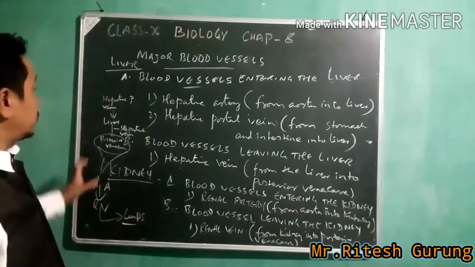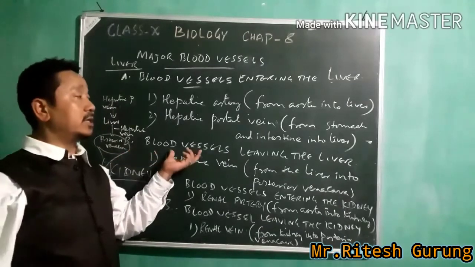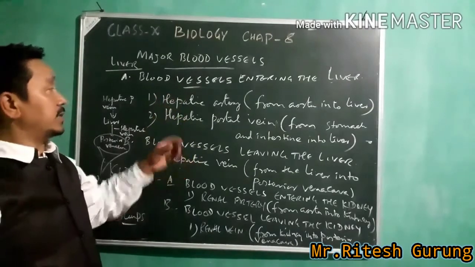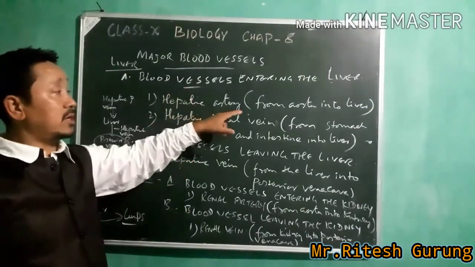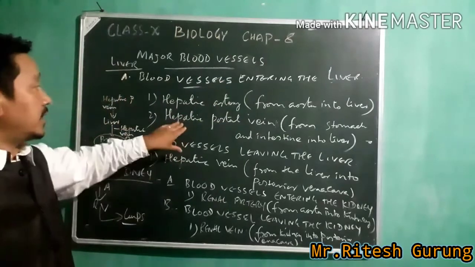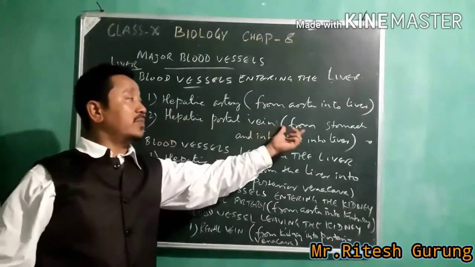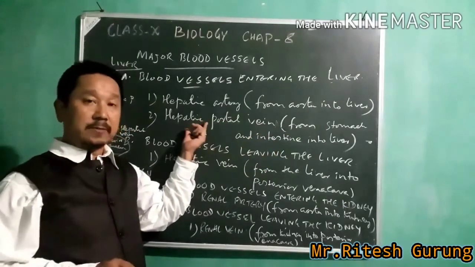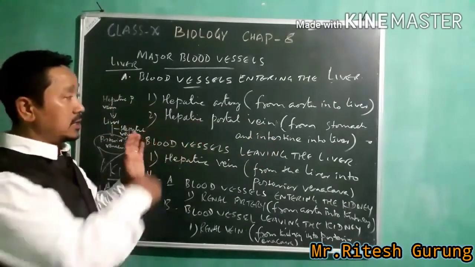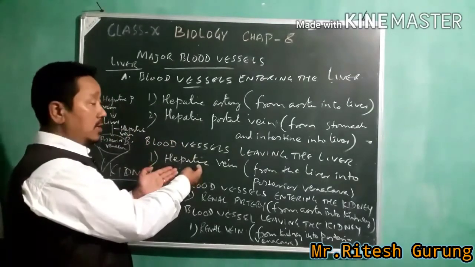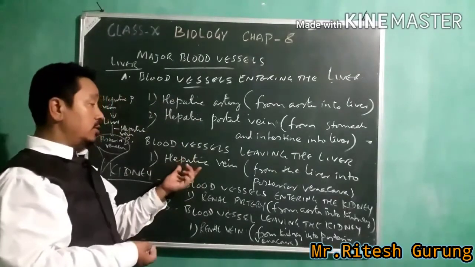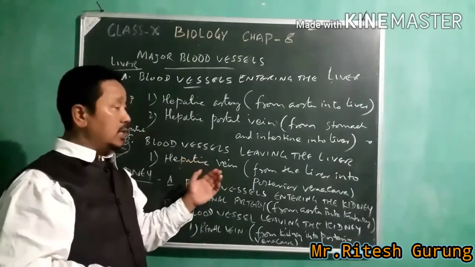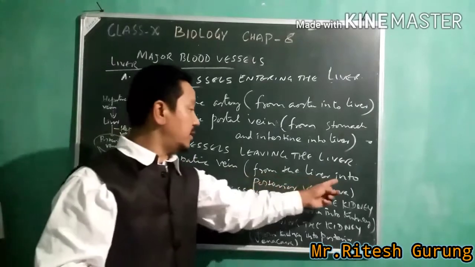So here, let us not go into it, but first you have to see the blood vessels entering the liver and leaving the liver. Entering the liver are the hepatic artery, coming from the aorta, from the heart, and the hepatic portal vein, coming from the stomach and intestine, to the liver. Then the vessel leaving the liver, going away from the liver, is the hepatic vein. So that hepatic vein will go from the liver into where?